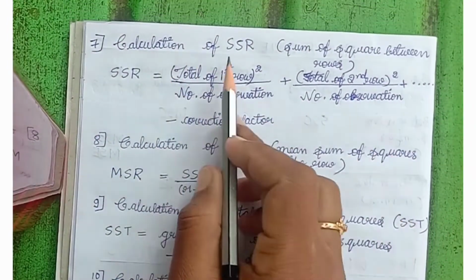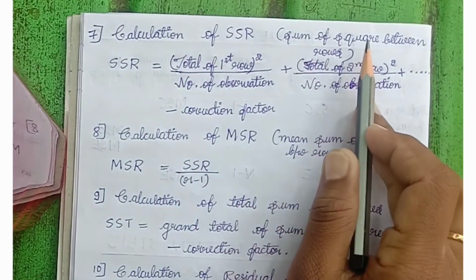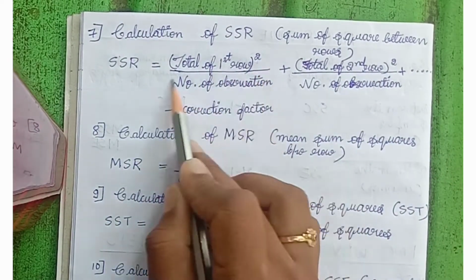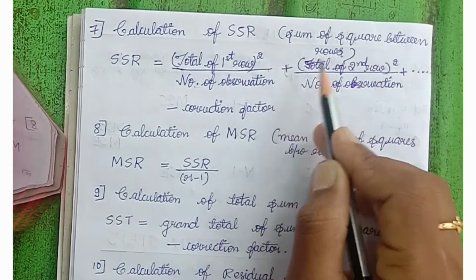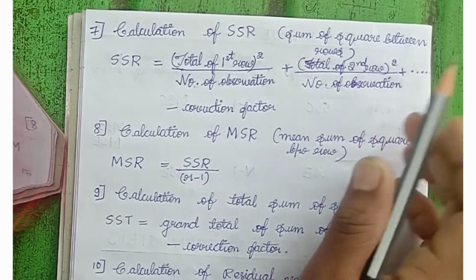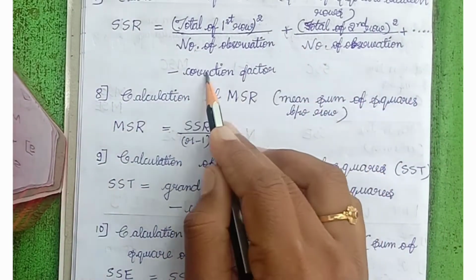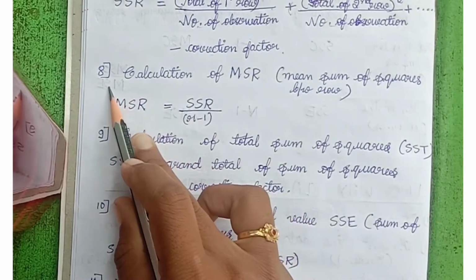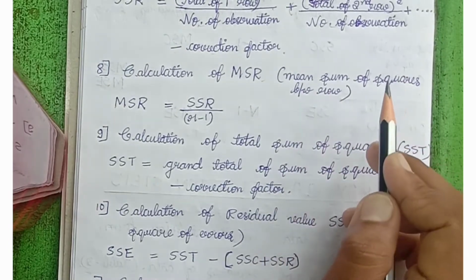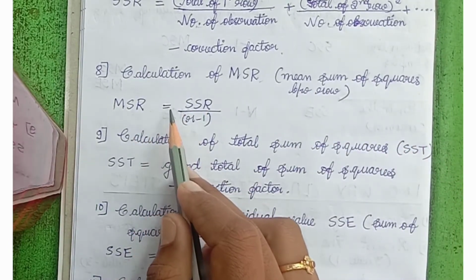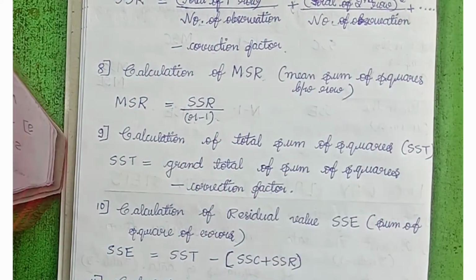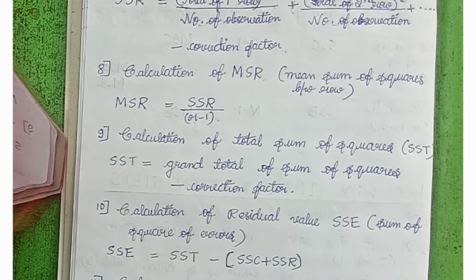So seventh step, calculation of SSR. SSR, sum of squares between the rows. So SSR is equal to the total of the first row whole square divided by the number of observations, plus the total of the second row whole square divided by the number of observations, up to the nth row. Minus the correction factor. So next, eighth step, calculation of MSR. MSR means mean sum of squares between the rows. So the MSR formula is equal to SSR divided by R minus 1. R minus 1 is the degrees of freedom and SSR is the sum of squares between the rows.